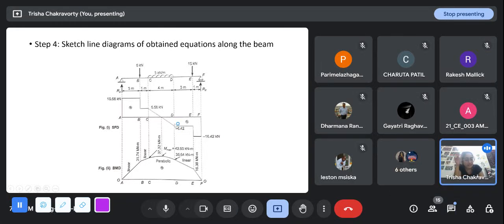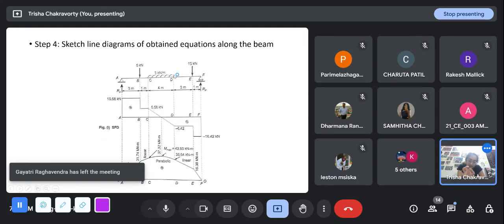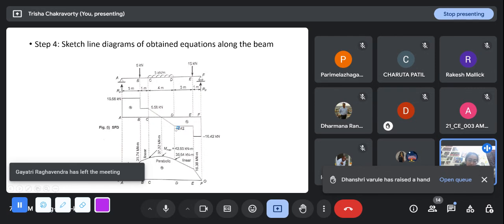Then since there is a uniformly distributed load, it reduces linearly. And why is it linear? Because the equation that we got was linear in x. The x was of degree 1, there was a term x minus 4 there. So if you plot that equation, you will get this. But the easier way is to just look at the shear force at point C, look at the force at point D, and join them by a straight line.